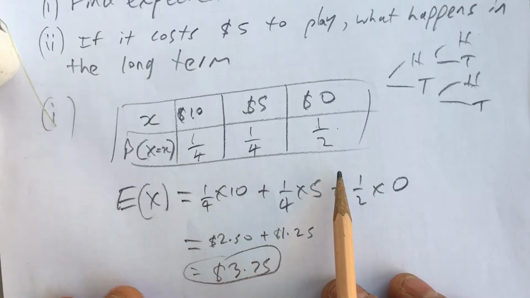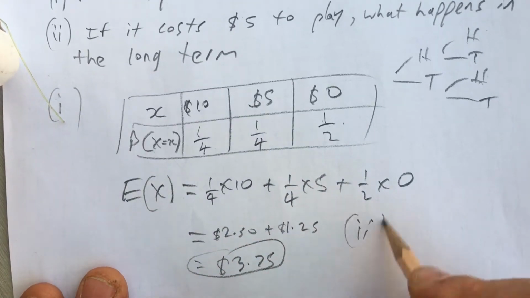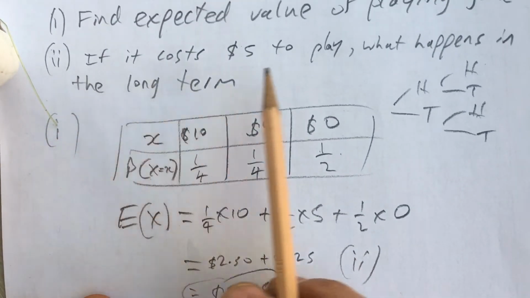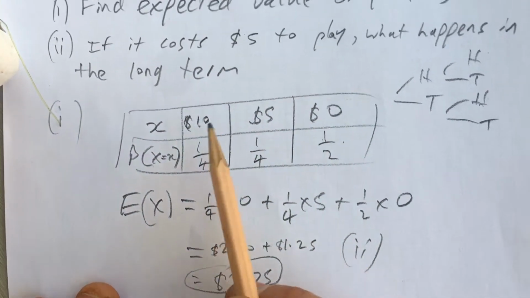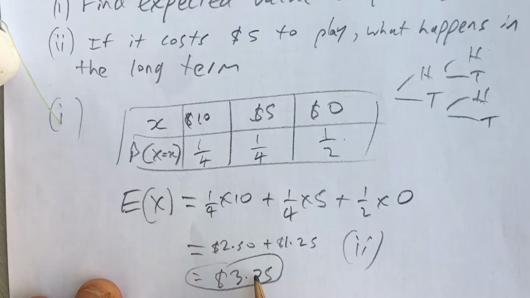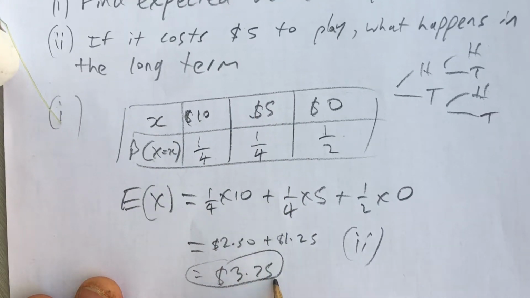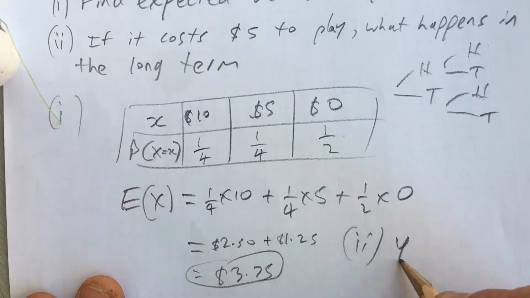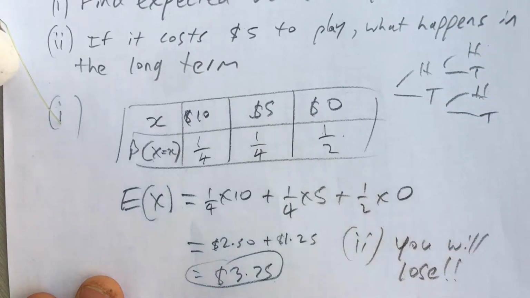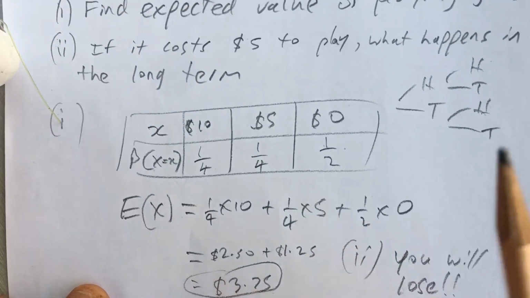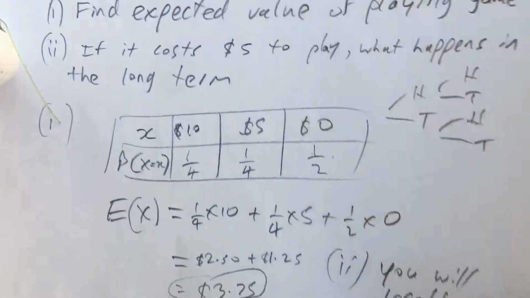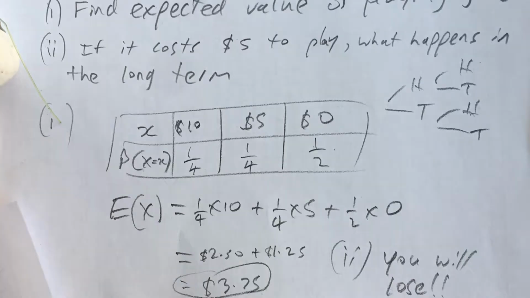All right, now there's a part 2 to this question. If it costs $5 to play, what happens in the long term? Well, clearly, if it costs $5 to play and you're winning on average $3.75, you're going to be losing money. I mean, quite a lot actually, if you end up playing a lot. But if you play it once, you're going to lose $1.25. So that's what we do with some of these numbers.